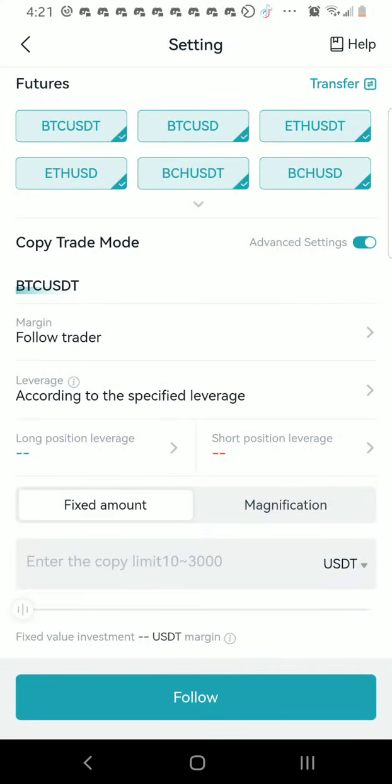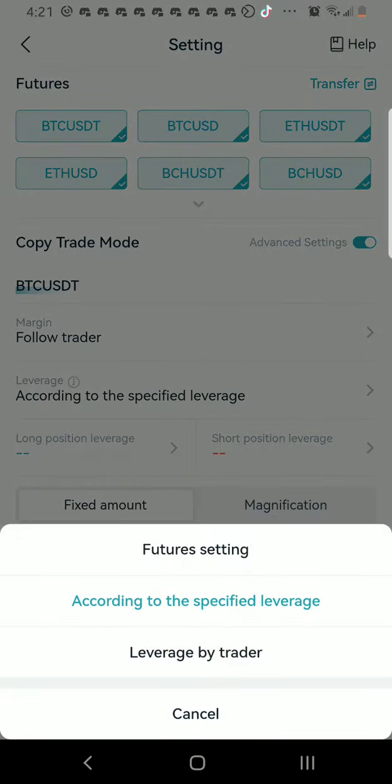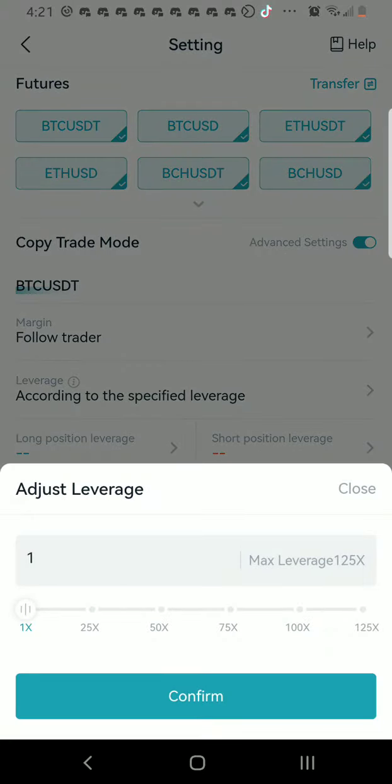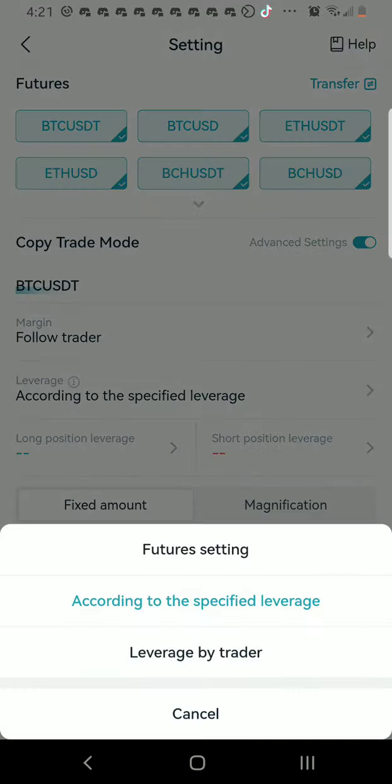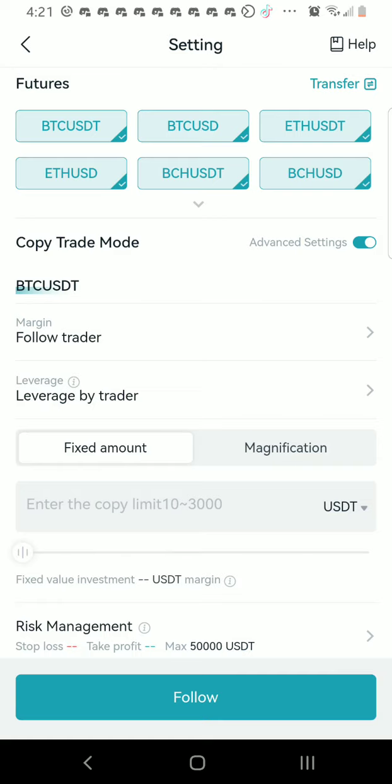So if you have your specific leverage specified, long position, short position, then you are not fully trusting the person. So you need to have your leverage by trader. You follow their leverage by trader because when they set up their trade, they are considering the leverage. So it's there for a purpose.